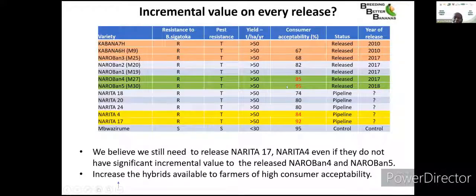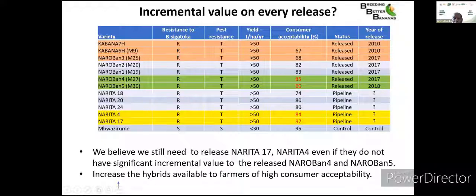Now, when Ronnie was talking about the pipeline, the plan is that whatever variety follows, whenever you release, needs to be better than the ones which have been released. For example, we have these hybrids which we are planting in national performance trials.